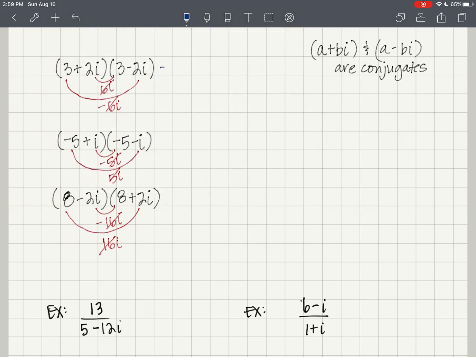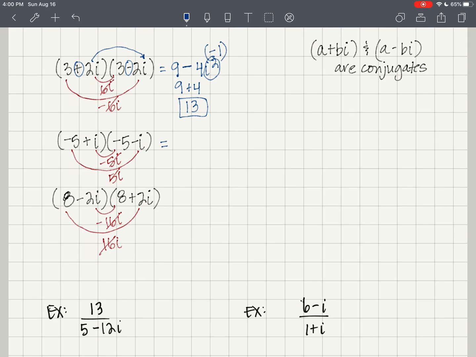So the first is 9. A positive times a negative is subtraction. And then 2i times 2i is 4i squared. i squared is negative 1. So we have negative 4 times negative 1, which is positive 4. And we get a complex number that only has a real part, so it becomes a real number.